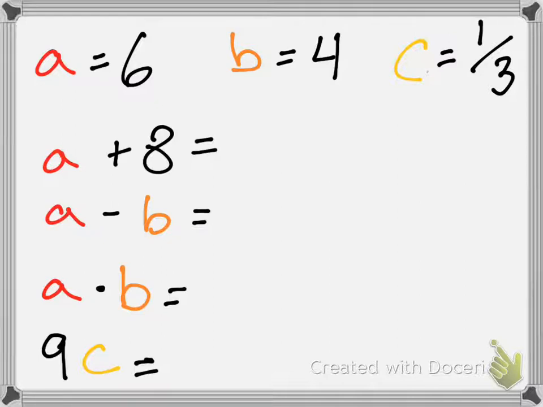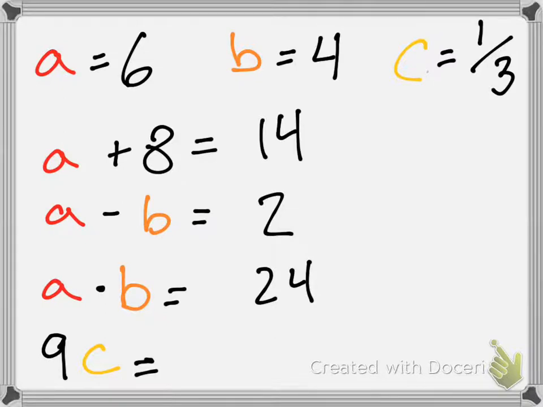A, what is A equal to, Rocco? 6. What's 6 plus 8, Elsie? It is 14. Here, we have A minus B. What is A, Hannah? A is 6. What is B, Rocco? So what is the answer, Andrew? 2. Here I've got A times B. We know A is 6, B is 4. So what is the answer, Lucy? 24. And then we have 9C.